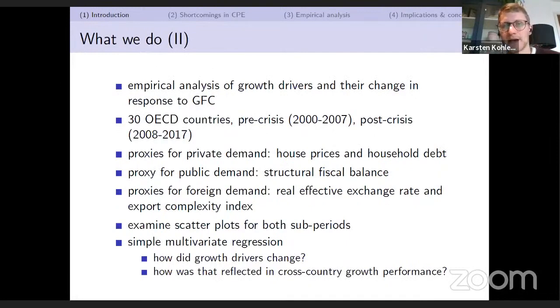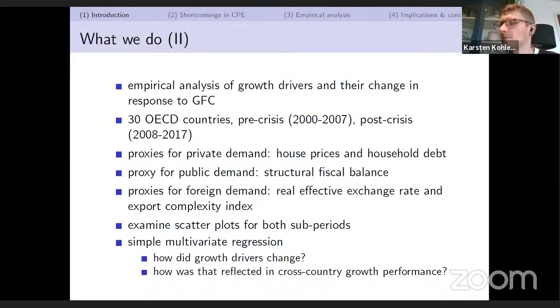In terms of the empirical analysis, as I just said, we look at those growth drivers and how they have changed in response to the global financial crisis. Here we look at 30 OECD countries, and we distinguish a pre-crisis period from 2000 to 2007 from a post-crisis period from 2008 to 2017. We look at several proxies for private demand, house prices and household debt mostly, because we're interested in financial drivers of private demand.